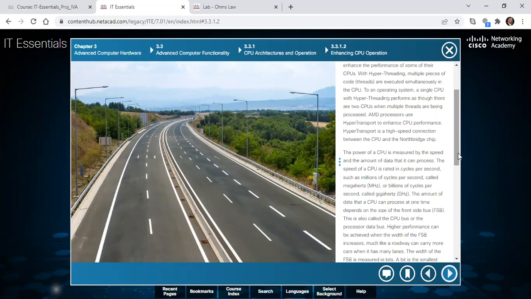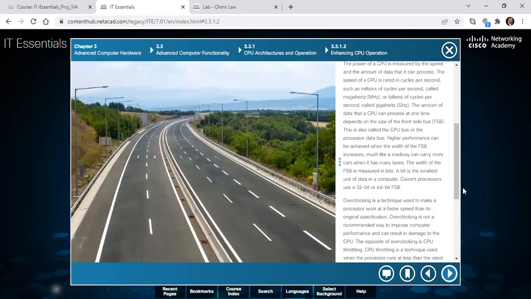So the amount of data that a CPU can process at one time depends on the size of the front side bus, which is called an FSB. This is also called the CPU bus or the processor data bus. High performance can be achieved when the width of the FSB increases. Most times when you are buying a computer, you hear 64 bits, you hear 32 bits.